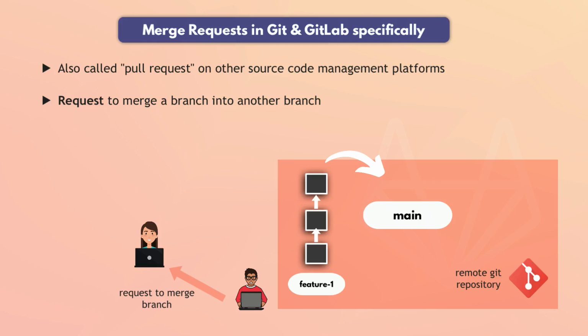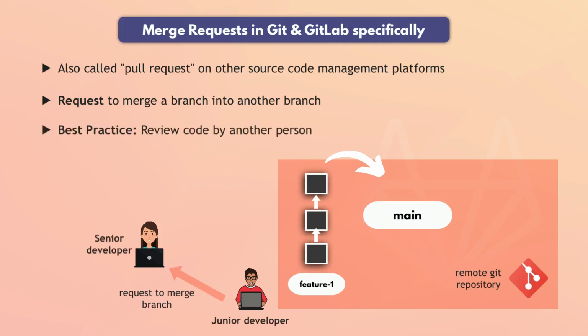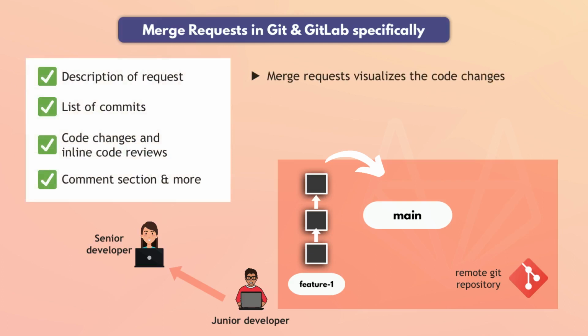Now, why do we need this intermediary stage? Why can't we just merge the feature branch into the main directly? Because when we create a merge request, that request can be reviewed by another developer, maybe a senior developer or someone with more experience, and they may identify some issues in the code or ways to optimize the code and write it better. So a merge request is a great way to collaborate and make sure that only quality code ends up in the main branch.